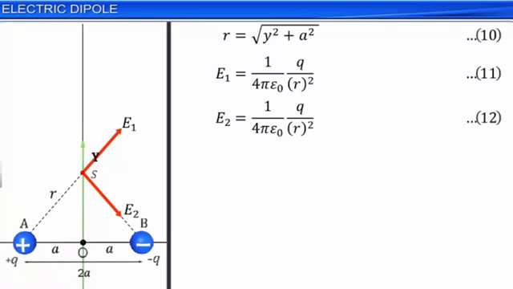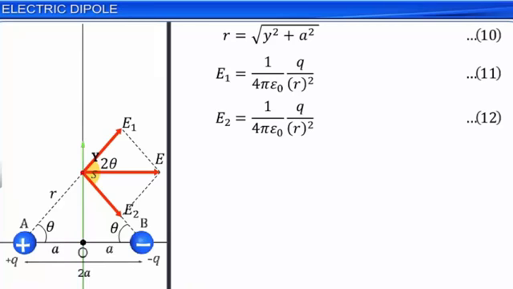Hence, by geometry of the triangle SAB, the angle SAO is equal to the angle SBO. Let this angle be theta. Now the angle E1SE2 is the exterior angle of the triangle SAB, and hence this angle is equal to 2 theta. The resultant of E1 and E2 is obtained by using the parallelogram rule for vector addition. According to the rule, the resultant of E1 and E2 is obtained by the diagonal of the parallelogram formed by the vectors E1 and E2 as the sides.